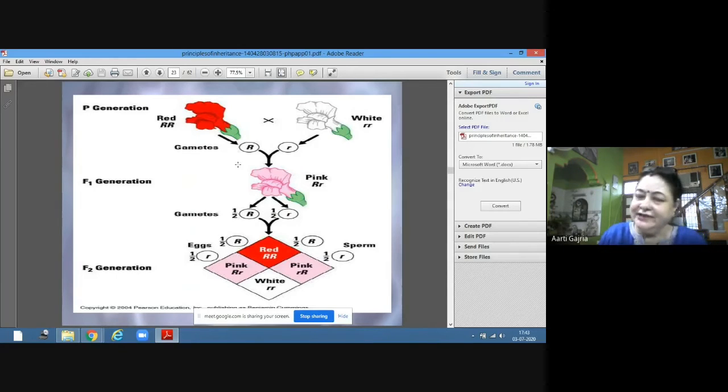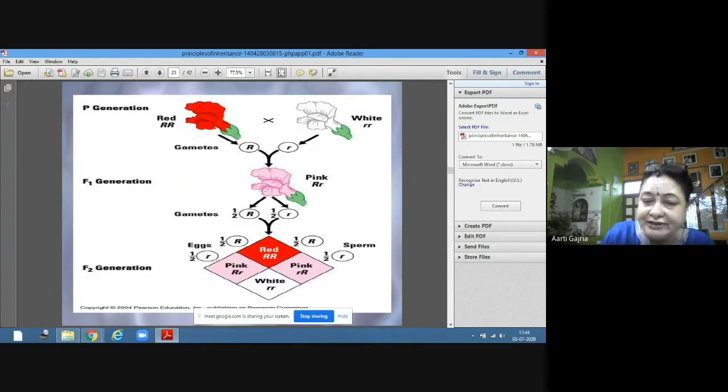Because pink is neither red nor white. So pink is a different color. So pink is showing that red color is not able to completely dominate. So this phenomenon is called incomplete dominance.